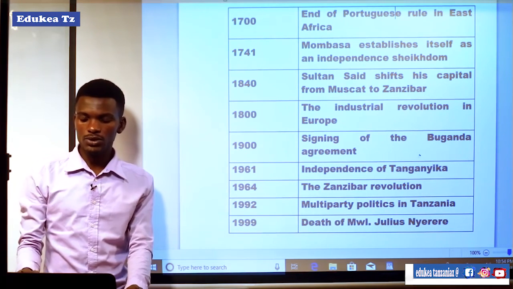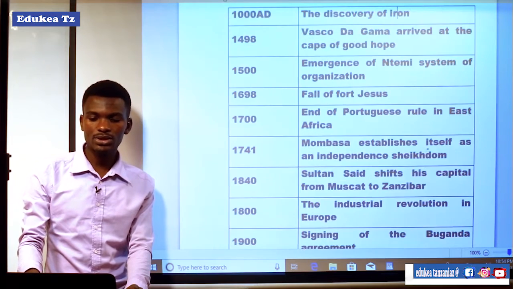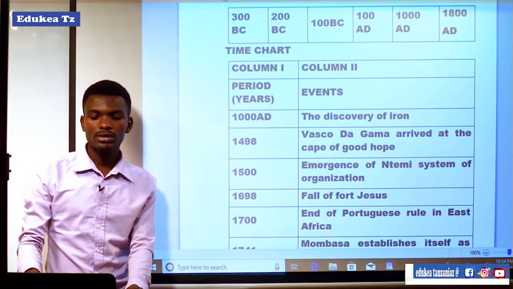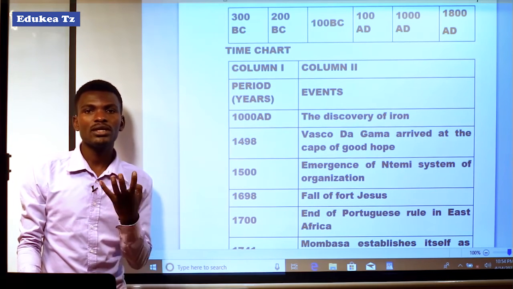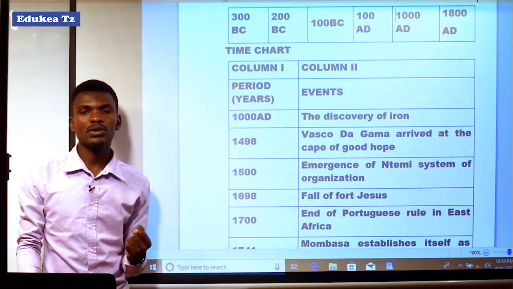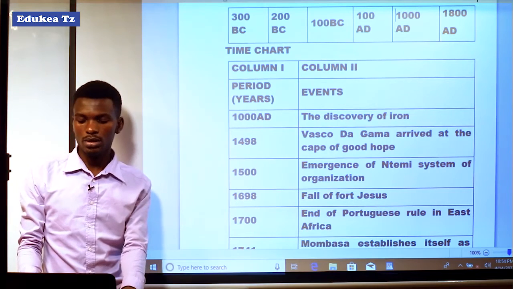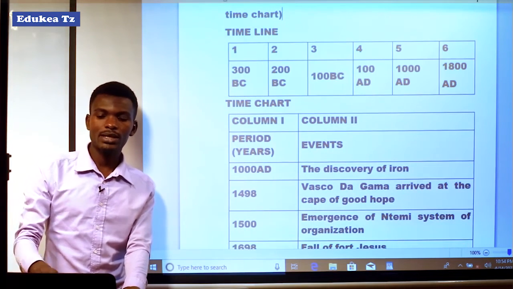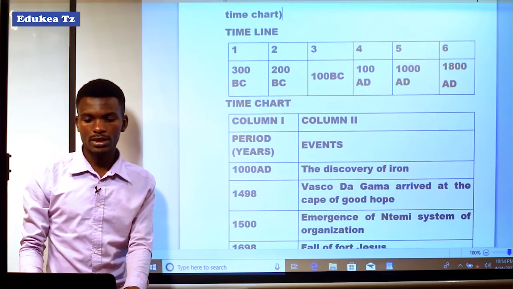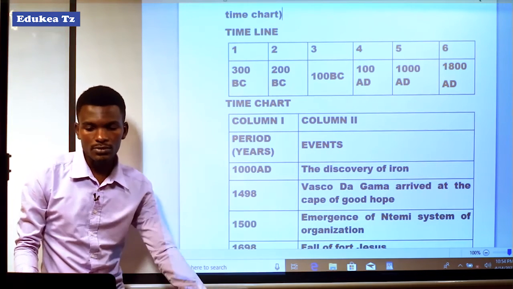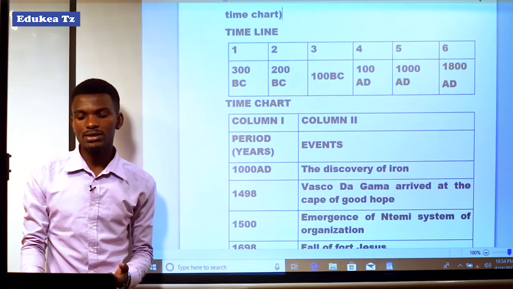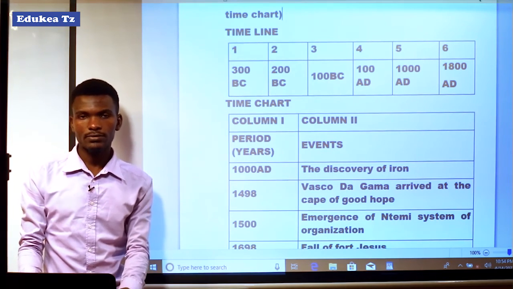As I have told you, this is the chart showing the time of the events, showing the date of an event that took place in a certain place, while the timeline shows the time and the certain event that occurred.